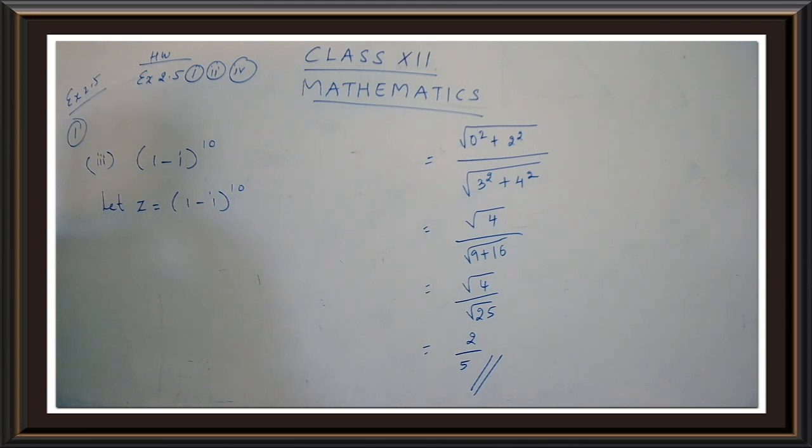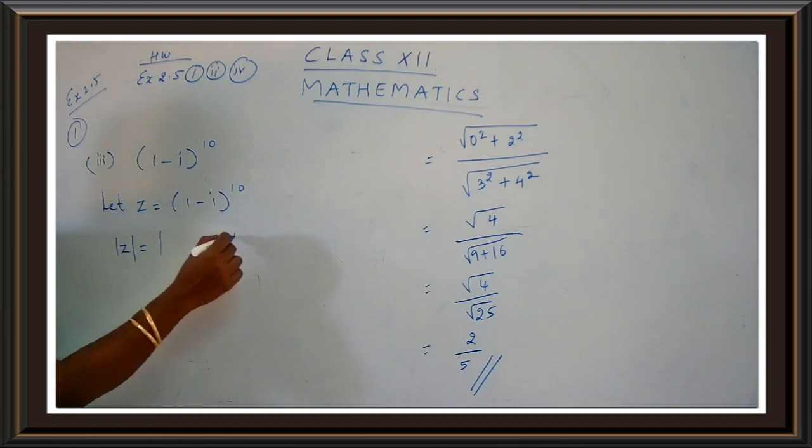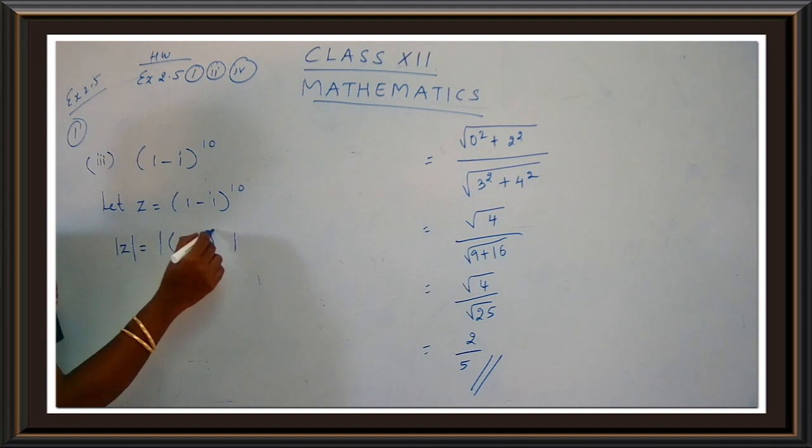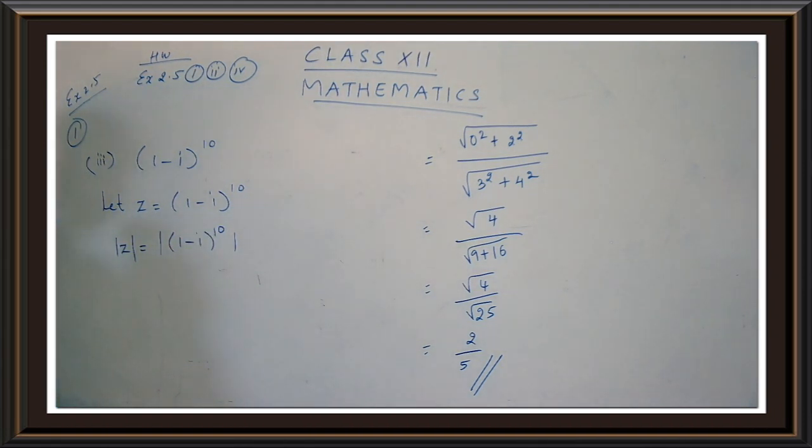Let's put a modulus sign, modulus of z. When you put a sign of modulus, you have to use a modulus sign here also. That's (1 minus i) the whole raised to 10. I hope you're clear, children. Do not get confused. z is equal to (1 minus i) the whole raised to 10.